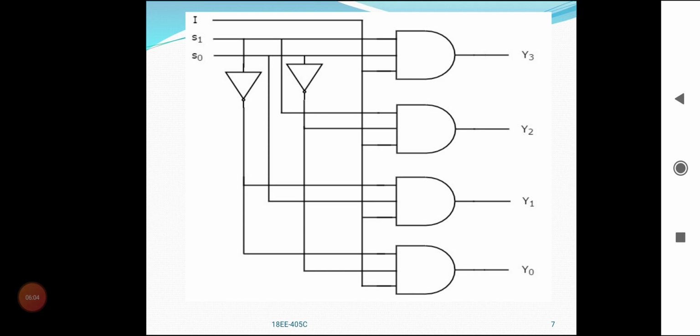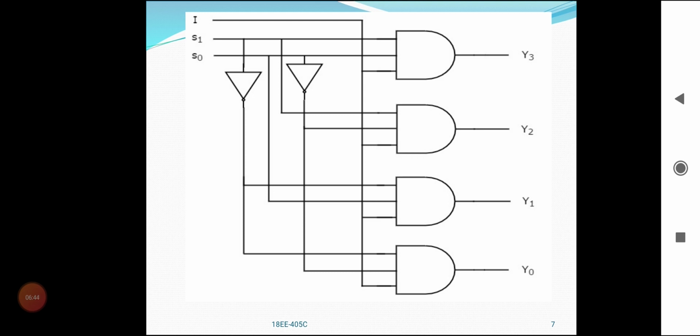So the logic diagram for the 1 to 4 demultiplexer requires 2 NOT gates and 4 AND gates. Here we require 2 types of gates, NOT gates and AND gates. So we require 4 AND gates and 2 NOT gates. S1 and S0, along with their complements given through the NOT gates, are fed to the AND gates, and I is connected to each AND gate.